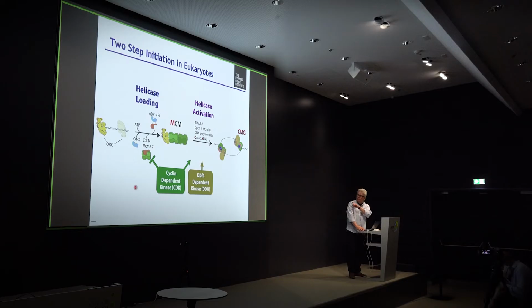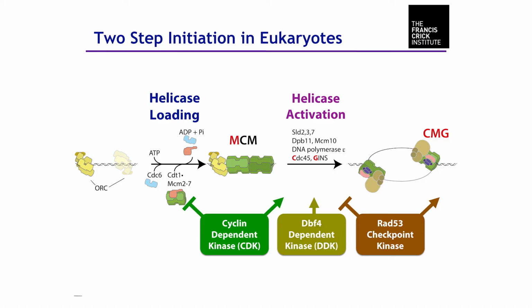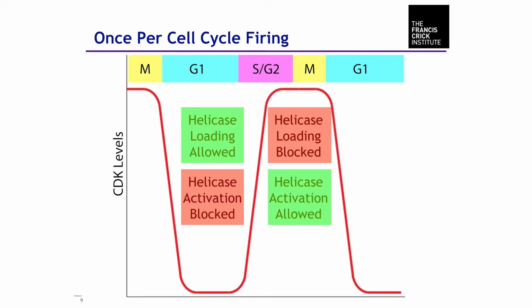It's done slightly differently in different organisms. I'm not going to go into that in too much detail. There are other kinases that are important. One of them I will mention is the DBF4 dependent kinase, which is also required for this helicase activation step. It's regulated in response to DNA damage, but I won't talk about that today. So this is just another way of looking at what I've just said. In G1 phase, CDK activities drop, allows you to load helicase, but you can't activate it, and then you go into S phase, and you can activate the helicase, but you can't load new helicase.